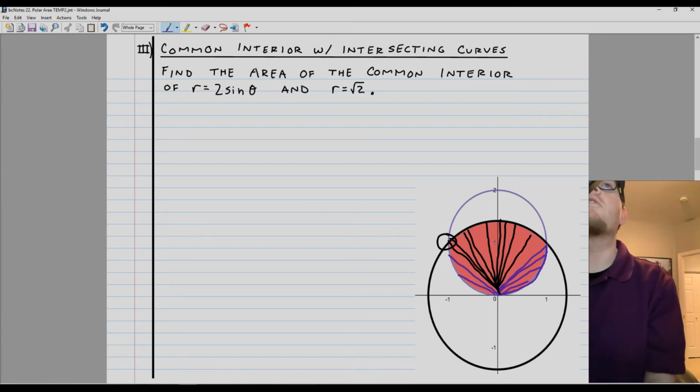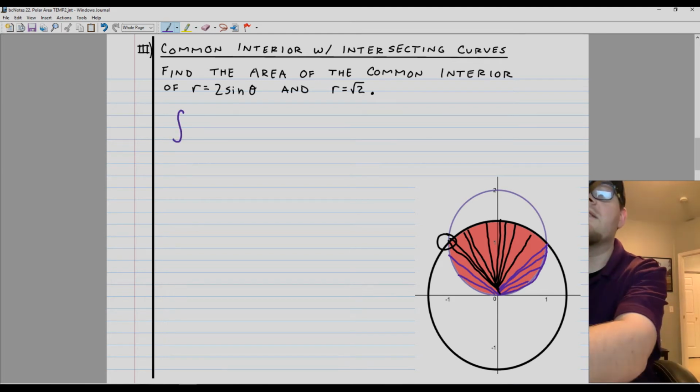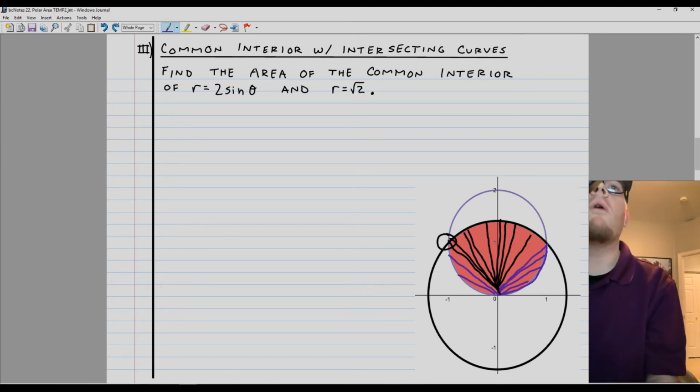Okay, so we've got three separate integrals to think of. First, we're going to be doing the integral, or basically, let's separate it into an area equation. The area we want is going to be the area of the purple part.